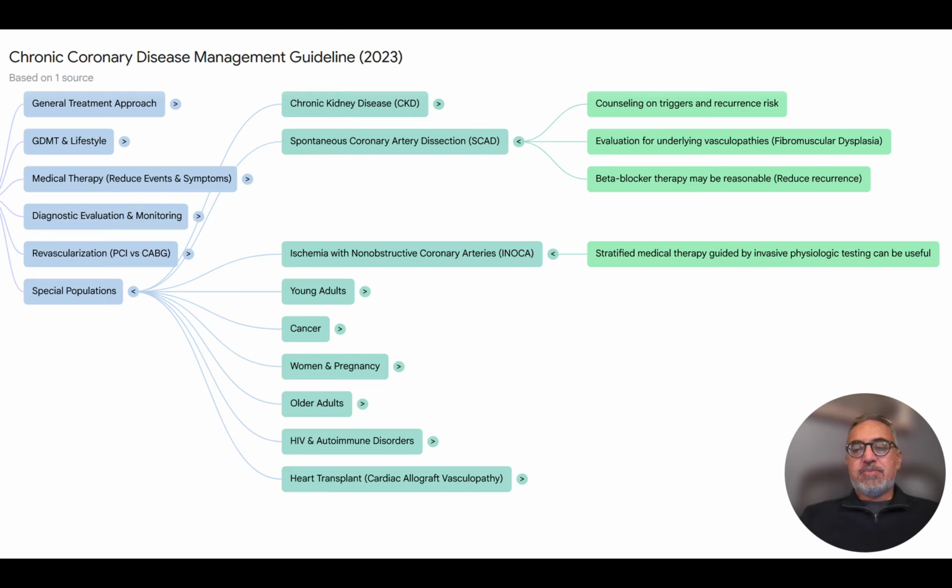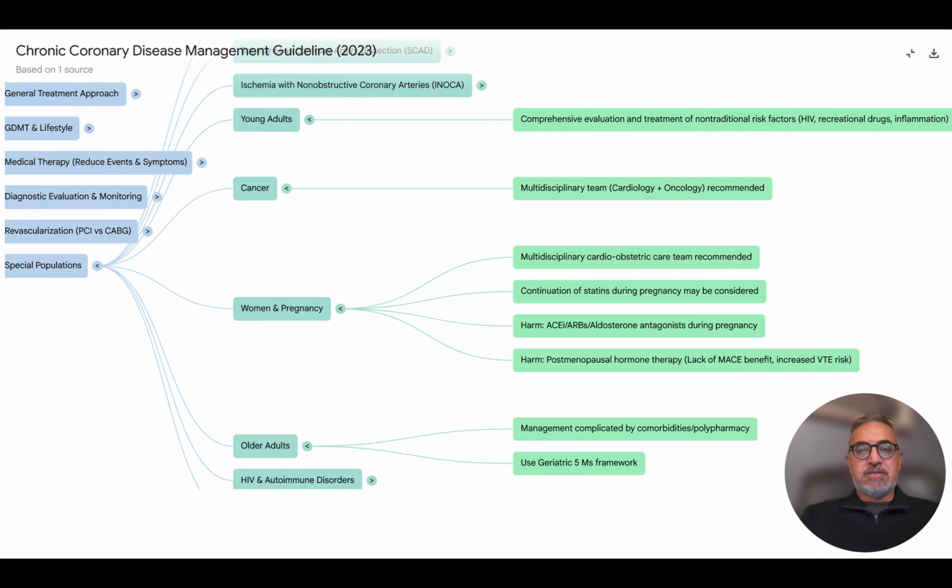There's another group of patients called ischemia with non-obstructive coronary artery disease, INOCA patients. These have positive nuclear stress tests or functional studies, but no obstructive CAD is noted. Likely microvascular angina, and stratified medical therapy guided by invasive physiological testing could be considered in these patients. In young adults, comprehensive evaluation and treatment of non-traditional risk factors such as HIV, recreational drugs, and inflammation should be considered. Patients with cancer need a multidisciplinary team, cardiology and oncology, to assess various drug interactions and bleeding risks.